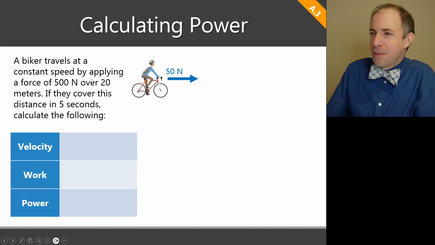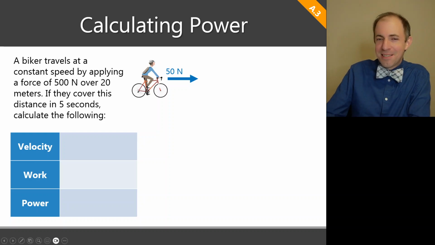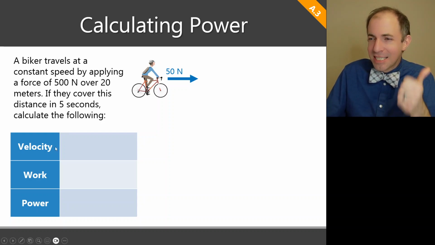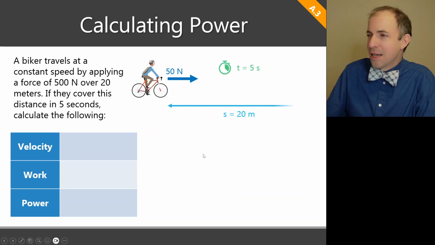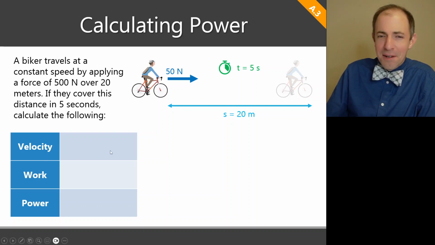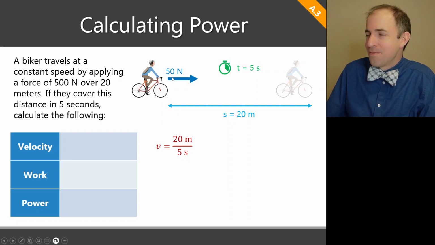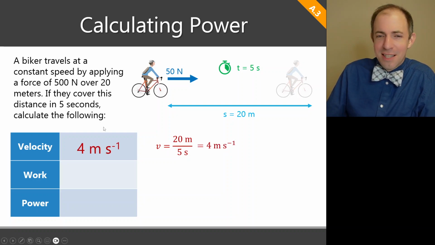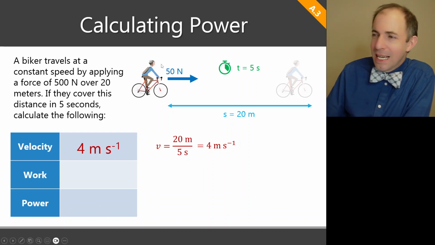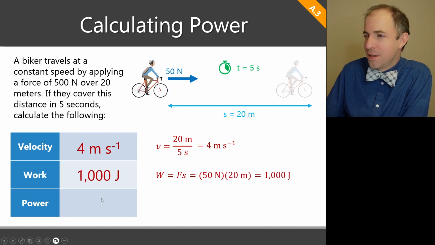A biker travels at a constant speed by applying a force of 500 newtons over 20 meters. If they cover this distance in 5 seconds, calculate the following: velocity, work, and power. So here's our biker going 20 meters in that 5 seconds. If I want to find velocity, velocity is simply just a distance divided by a time. 20 meters, 5 seconds. The velocity that the biker is doing is 4 meters per second. Work is a force times the displacement. 50 newtons times 20 meters is a work of 1,000 joules.